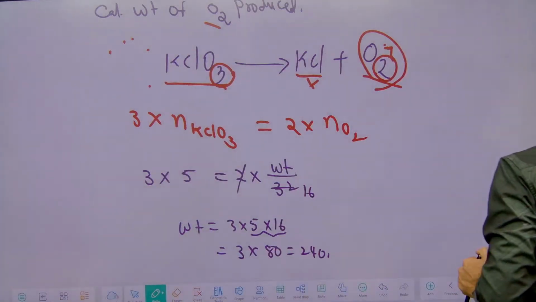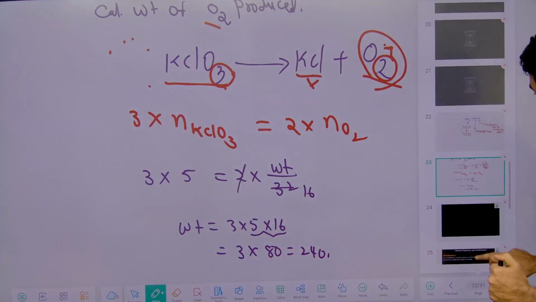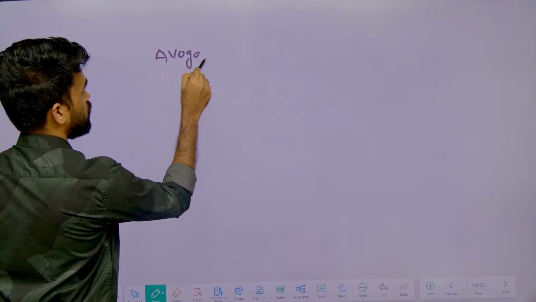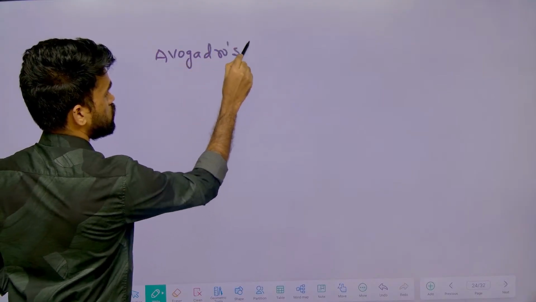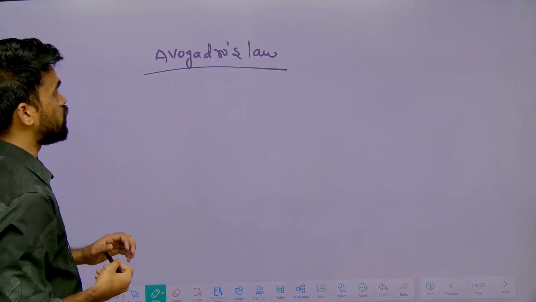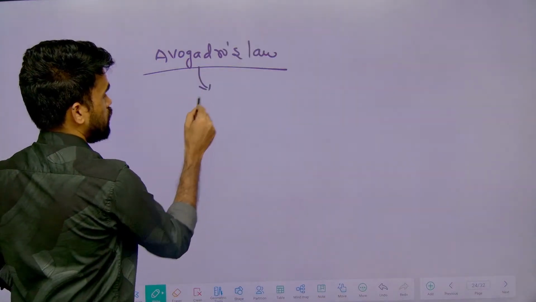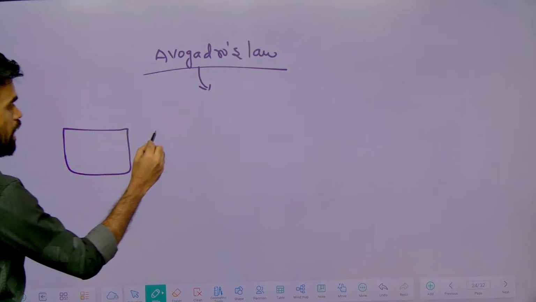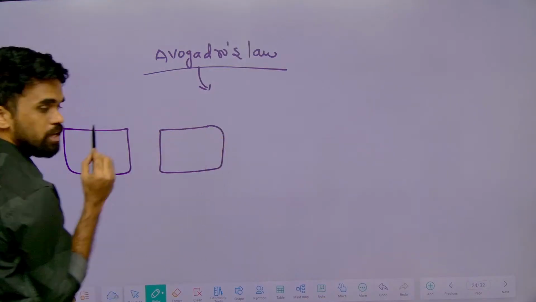Next. Okay, next one. Avogadro's law. Once tell me, what do we mean by Avogadro's law? So Avogadro's law says, you just take 2 containers having equal volumes.